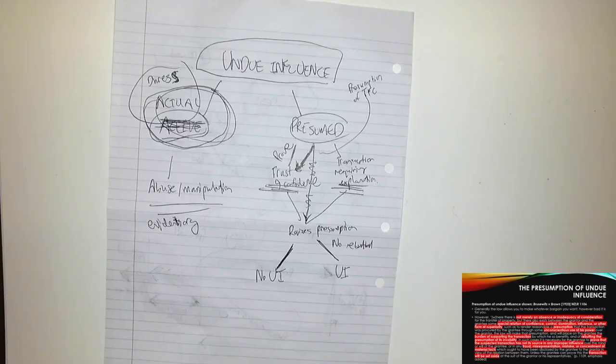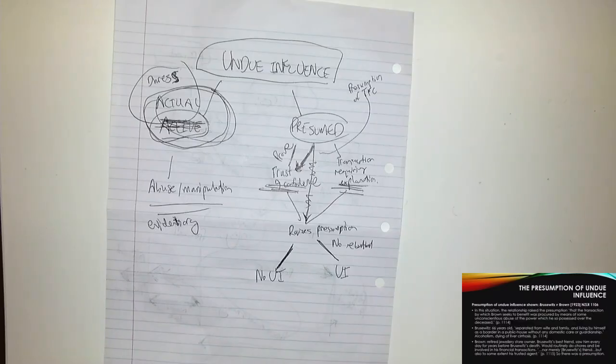Okay? Now it's up to Mr. Brown to rebut the presumption that it was indeed not entered into by an improper influence over Mr. Brozovic, that he did enter into it of his free will, right? That the transaction was actually procured fairly. There was nothing inappropriate about it.